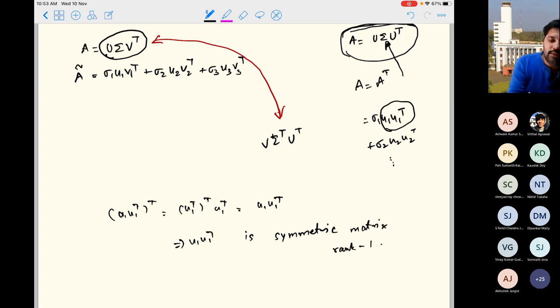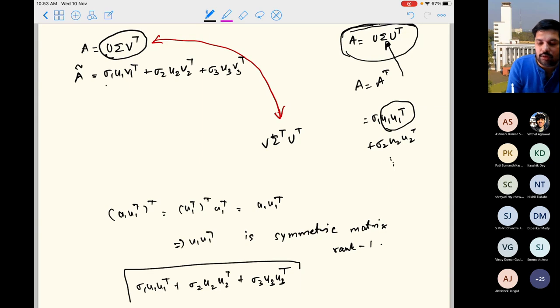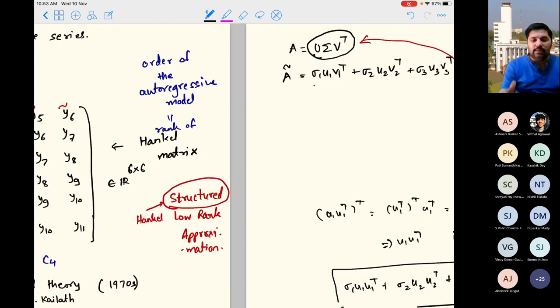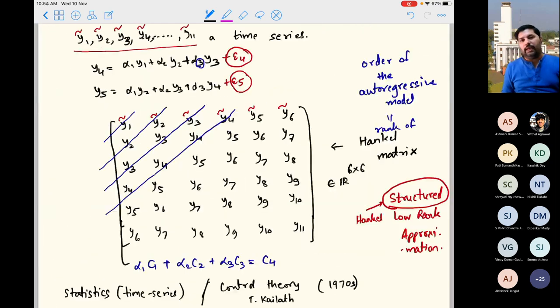And then you add these three symmetric matrices of rank 1: sigma 1 U1 U1 transpose plus sigma 2 U2 U2 transpose plus sigma 3 U3 U3 transpose. These are the three rank 1 symmetric matrices you add. You will get a symmetric matrix again, which is nothing but A tilde, the low rank approximation of A. So for a symmetric matrix, the low rank approximation by singular value decomposition will always be symmetric, but much more than that, like a structure such as Hankel, you cannot guarantee. You will not see that.